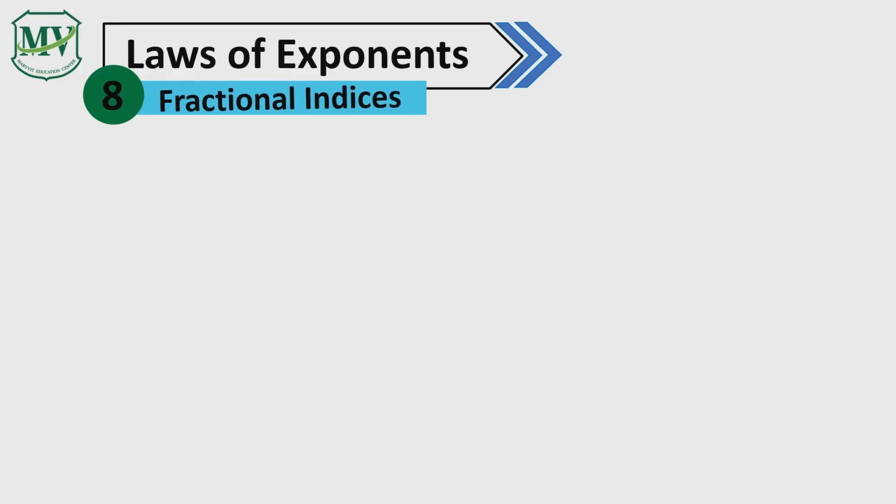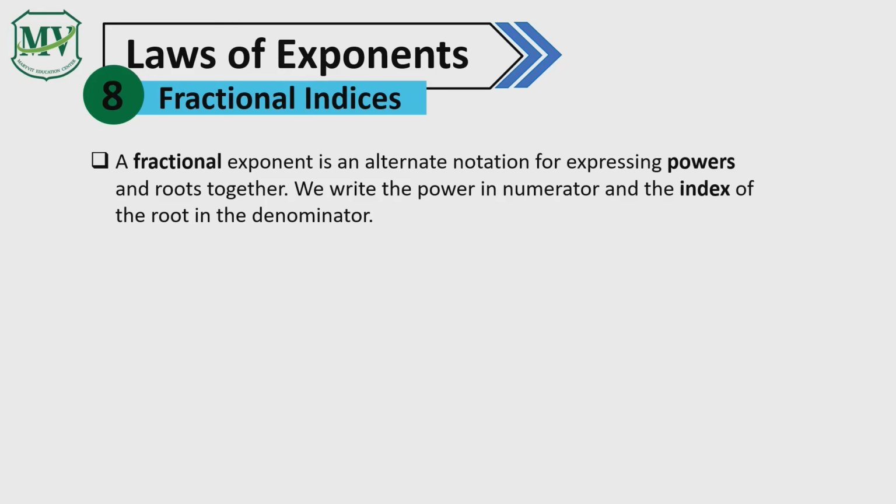Fractional indices. A fractional exponent is an alternate notation for expressing powers and roots together. We write the power in the numerator and the index of the root in the denominator. This could be shown as a raised to the power of m over n equal to the nth root of a raised to the power of m.